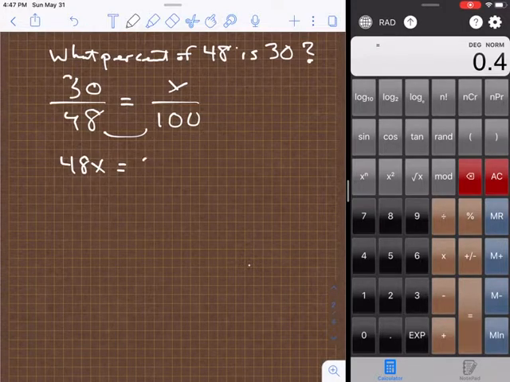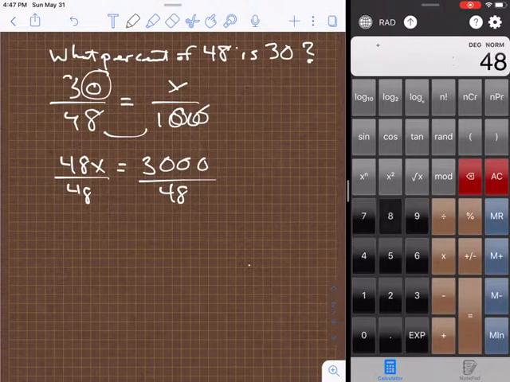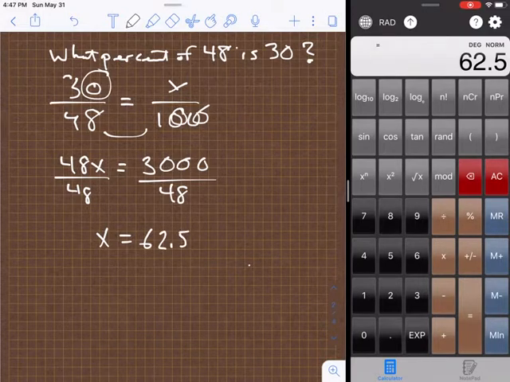So 3 times 1 is 3, and then you get 1, 2, 3 zeros, so you get 3,000. All right? And you divide both sides by 48. So we'll take our calculator and go 3,000 divided by 48 equals 62.5. All right, now let's check that with just doing 30 divided by 48 and see what we get. 30 divided by 48. Yep, there you go. I think if I'm not mistaken, that's 5/8. But yeah, it is. All right, so let's now turn our attention to the next one.